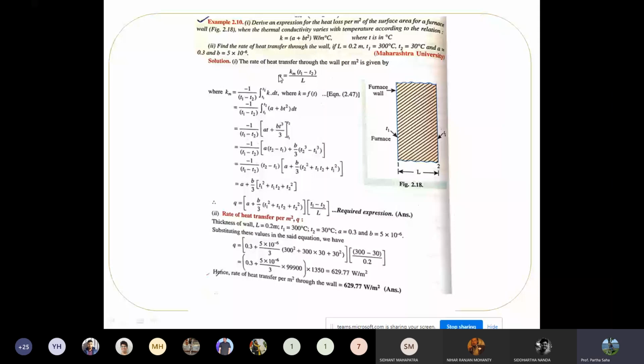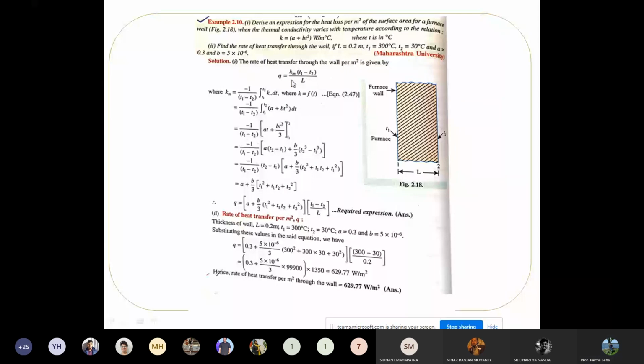Now rate of heat transfer, I think all know Fourier's first law: Q equal to thermal conductivity times delta T, that is the temperature difference, by L. Now here K is given, right? Sorry, Km is K. So if you write down, Km will be 1 by T1 minus T2, integral from T1 to T2 of K dT, right? Where K is a function of T, you can see A plus BT square. You can write down Km because all the parameters are constant except T1 minus T2.